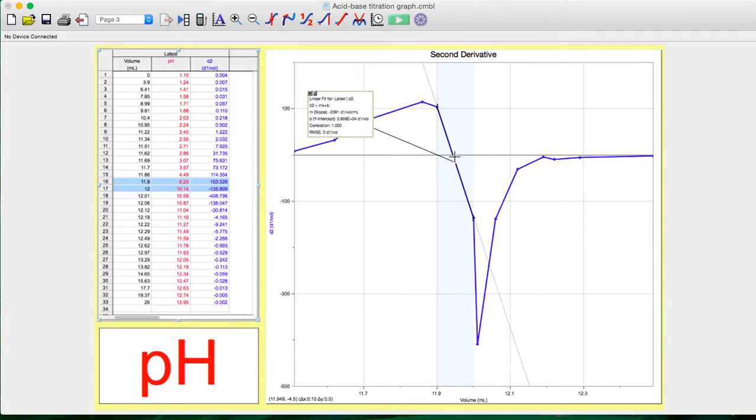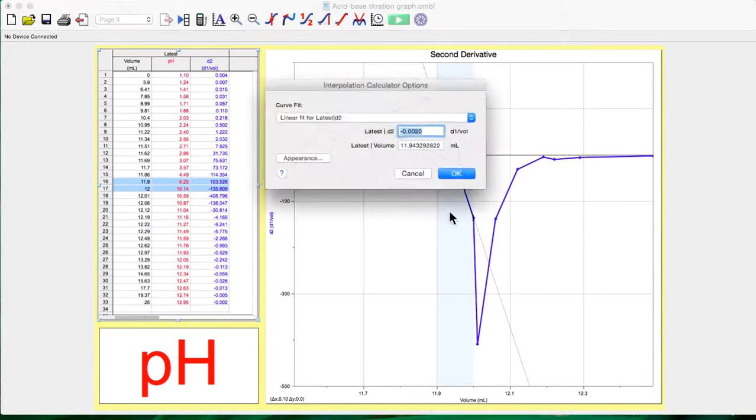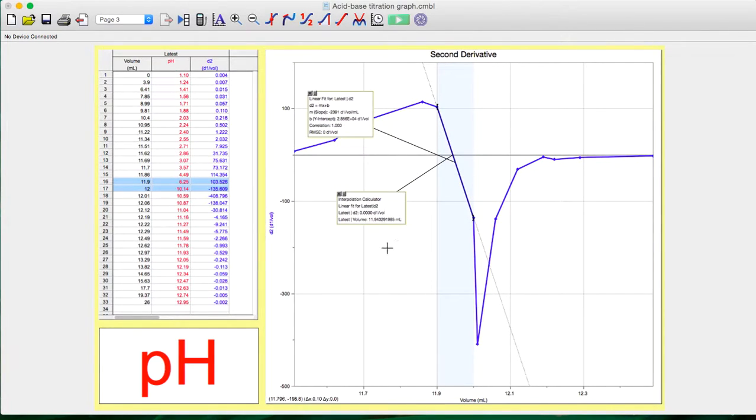Now what I want to do is find the point at which the second derivative is equal to 0. So the next thing I'm going to do is go to Analyze, and I'm going to go to Interpolation Calculator. And what I want to do is find where the second derivative is 0, and that will read the volume. So this is the volume, 11.94, and it's pretty precise. 11.94 is probably as precise as we can actually work with. Okay, so I'm going to move this over here. So my volume of my equivalence point is 11.94.